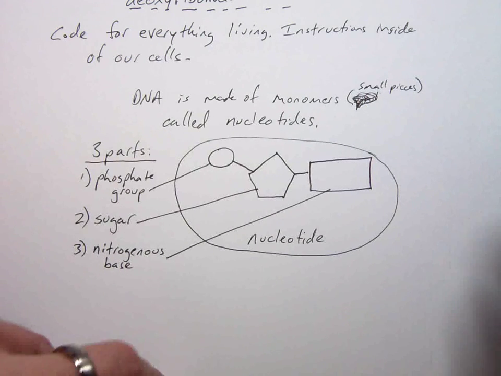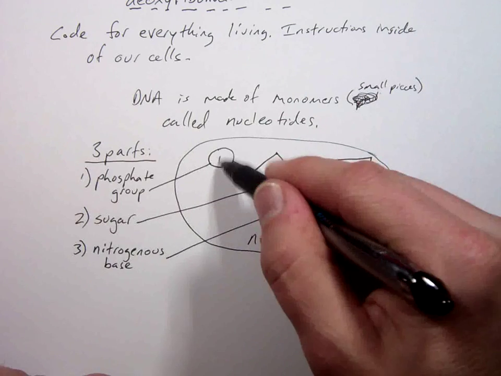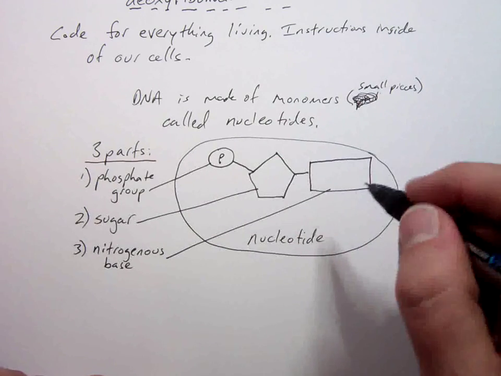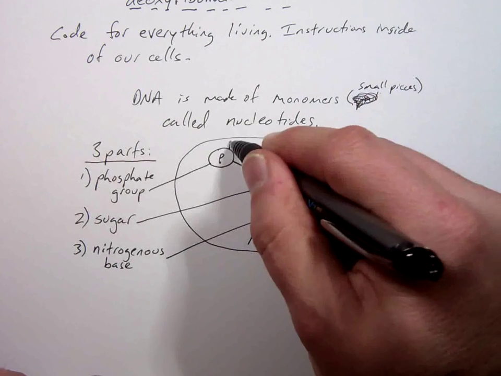All right. So a nucleotide is made of these 3 parts: a phosphate group, a sugar, and a base. This thing right here is called a nitrogenous base. You could put 1, 2, 3 to match the numbers. That'll work too. That's what I did.